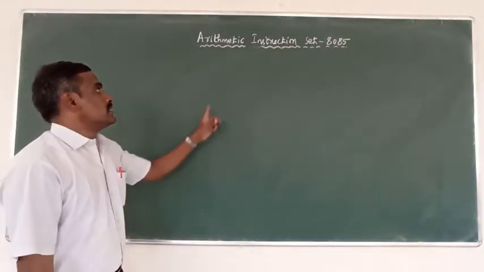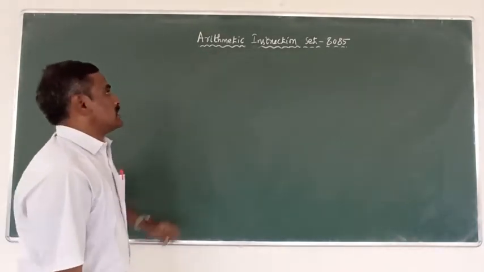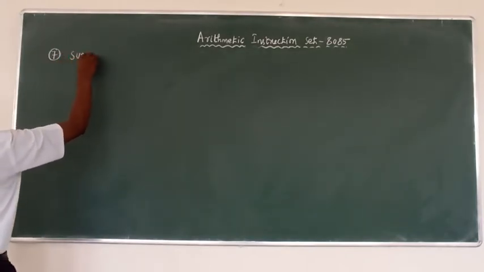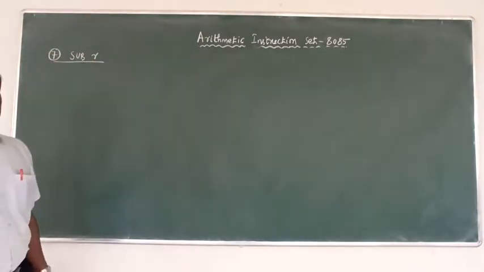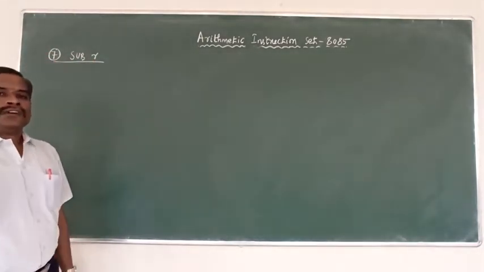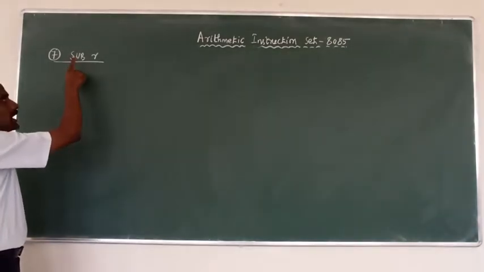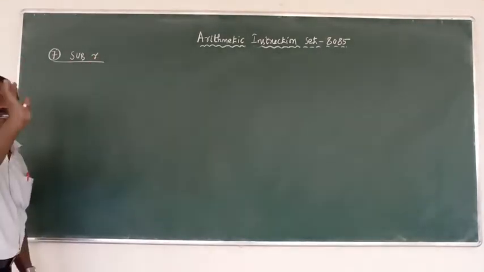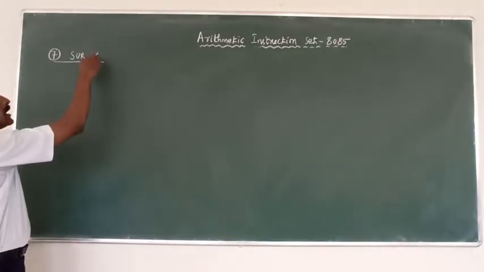Okay. Seventh instruction in the arithmetic instruction set: SUB R. SUB R means to subtract two 8-bit data. Data 1 is always the accumulator. The second data will be any one of the 6 general purpose registers or the accumulator.